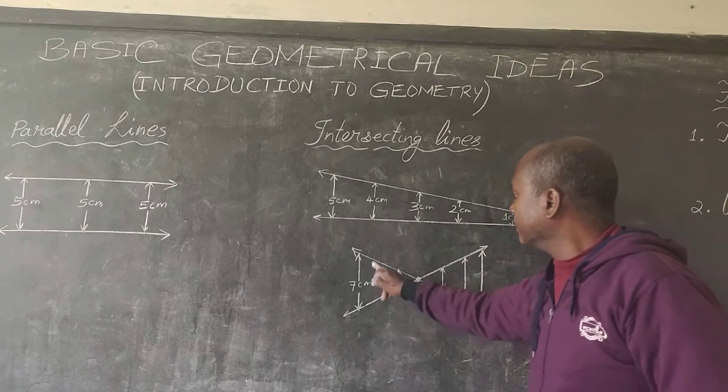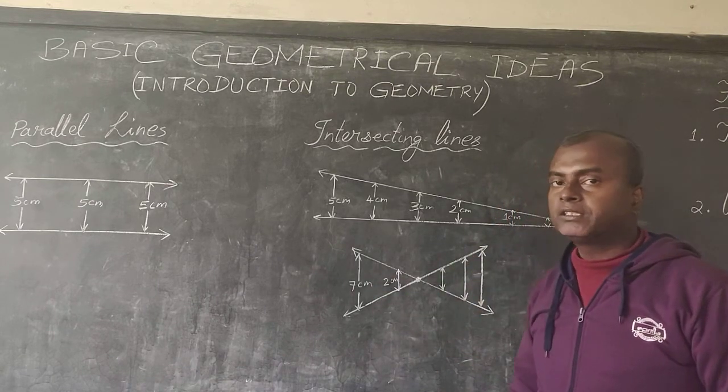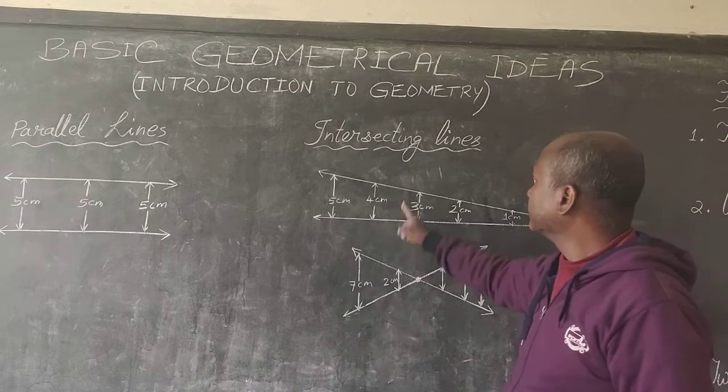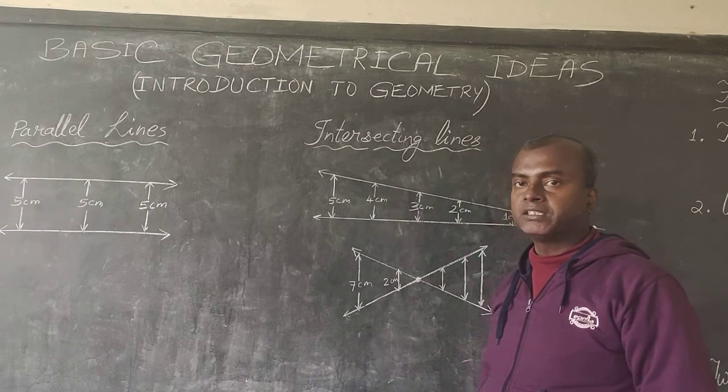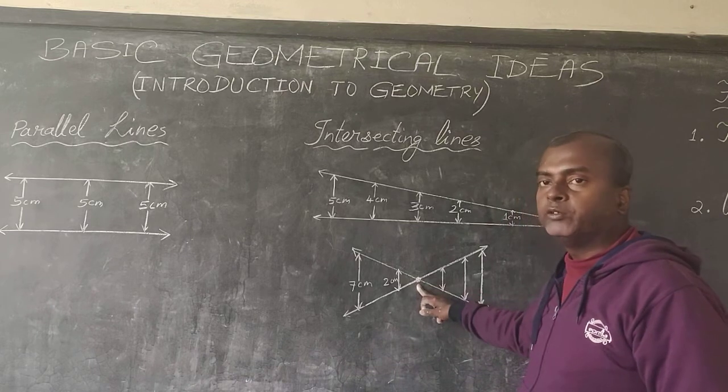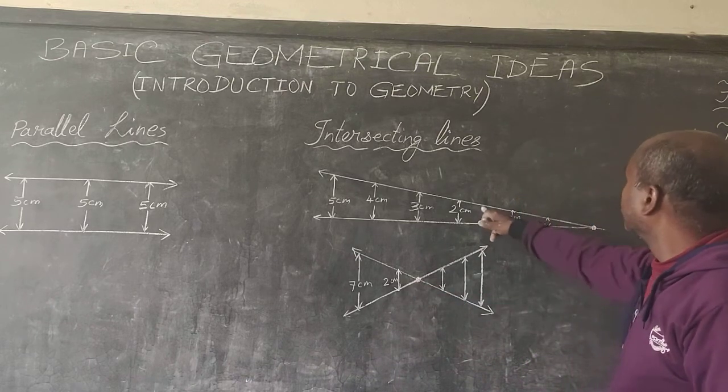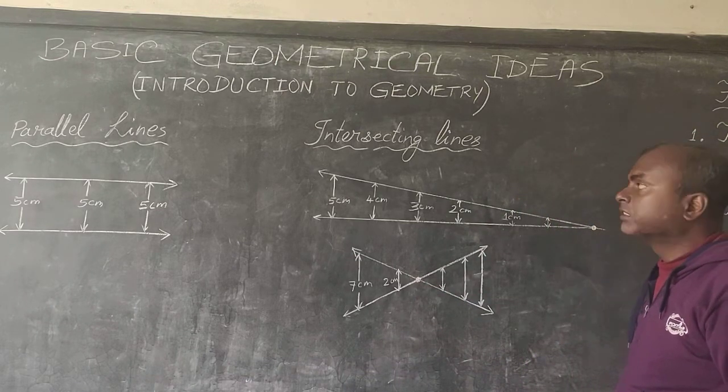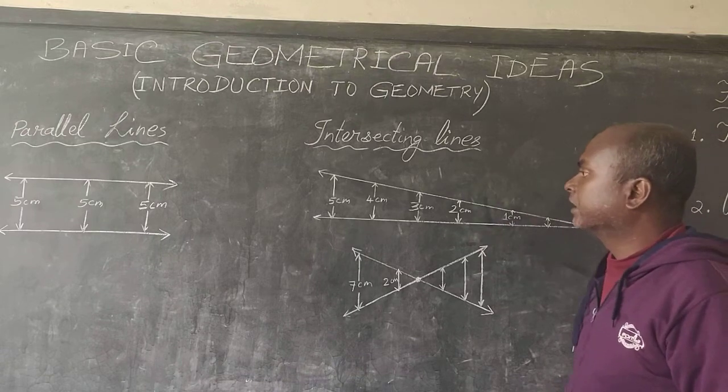In other words, the gaps between the two lines don't remain the same. This is in case of intersecting lines. And there may come a point when you further extend the line right here that these two lines will come and meet each other. So these are intersecting lines.